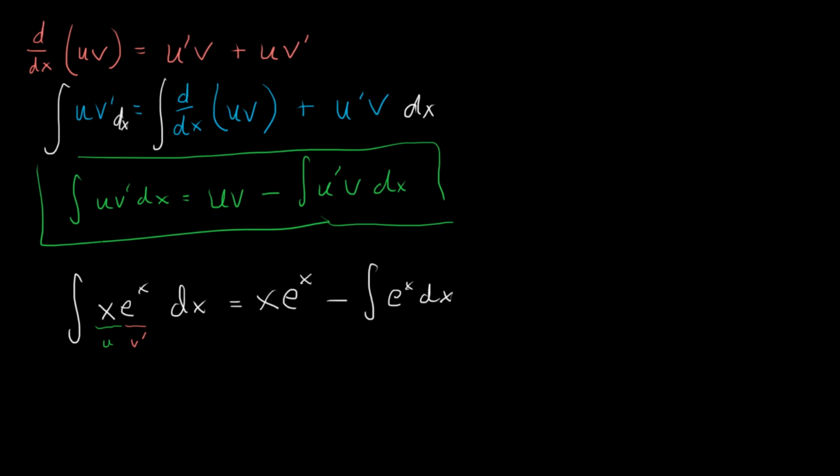So the antiderivative of x times e to the x is equal to this. And then here the antiderivative of e to the x is just e to the x plus c. So this is all equal to x e to the x minus e to the x plus c. So that was easy enough, but there are other problems.